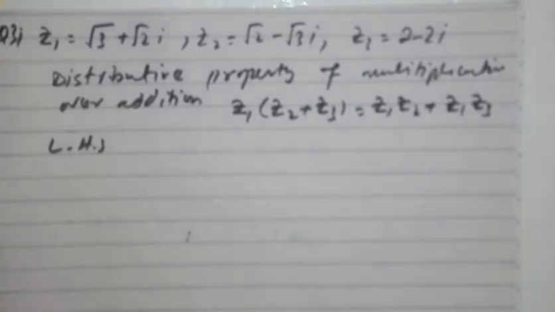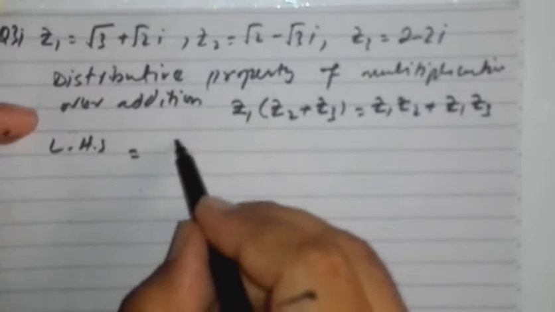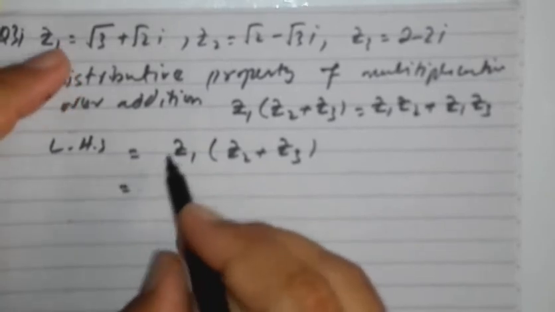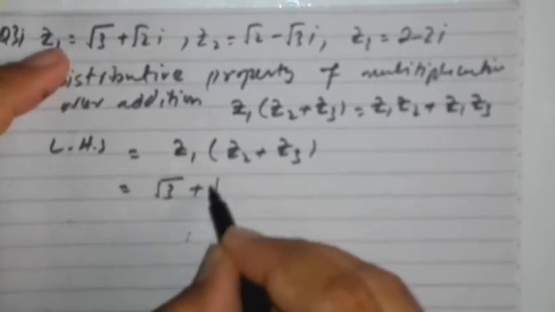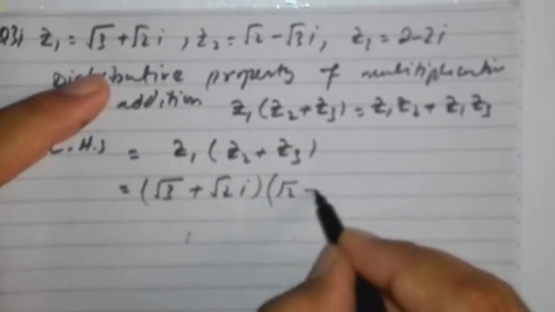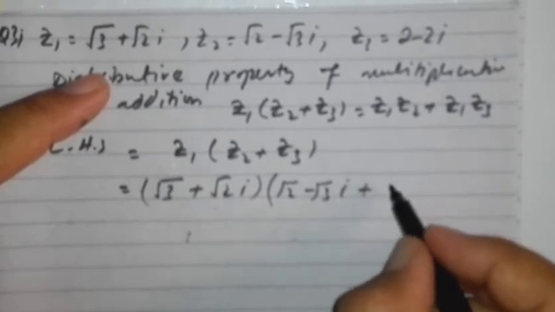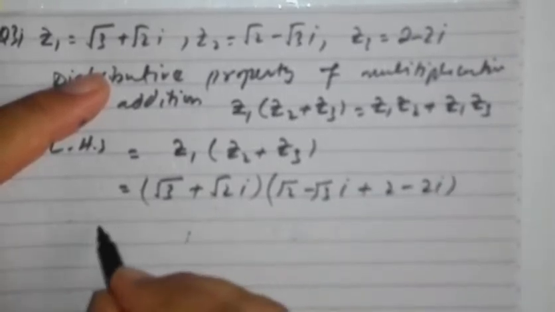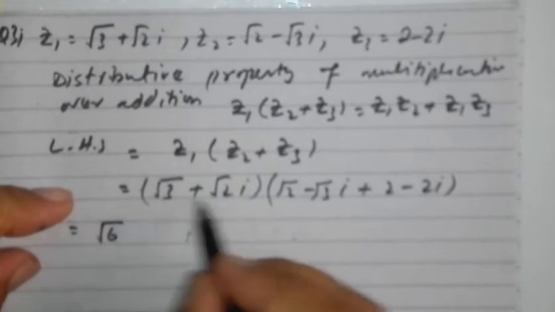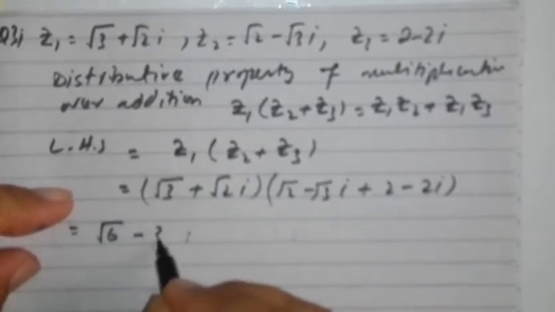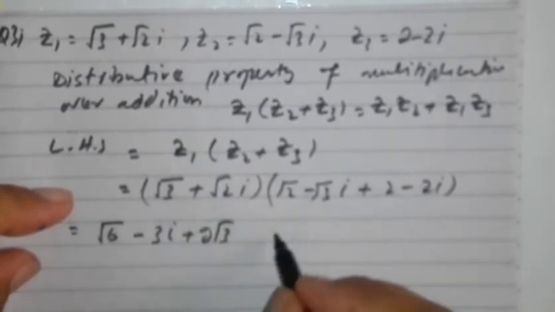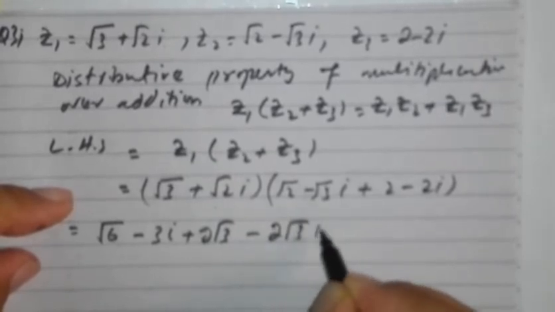Left hand side, which equals Z1 into Z2 plus Z3. Put the value Z1 under root 3 plus under root 2 iota, Z2 under root 2 minus under root 3 iota plus 2 minus 2 iota. Now multiply this. Under root 3 with under root 2, we get under root 6. Under root 3 with this, we get minus 3 iota. Under root 3 with 2, we get 2 under root 3, and under root 3 with minus 2, we get minus 2 under root 3 iota.